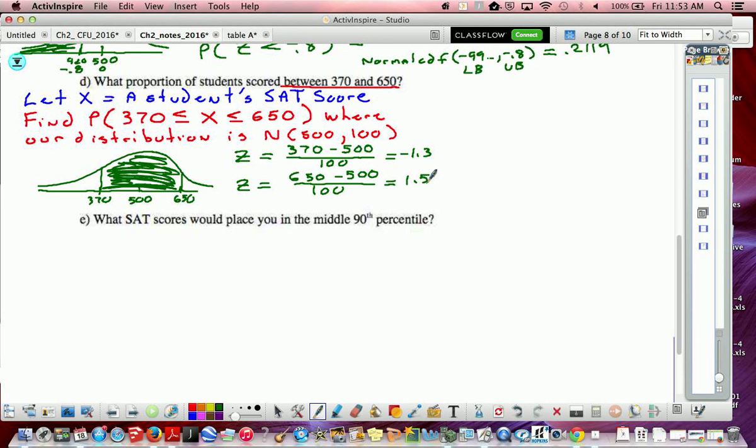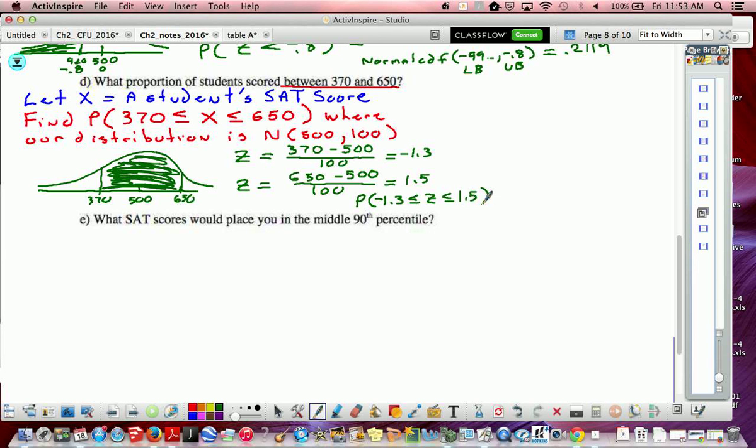150 divided by 100. So with this one, I'm really trying to find the probability that, whoops, forgot the 1, there we go, negative 1.3 and 1.5. I'm trying to find my z that is between that.